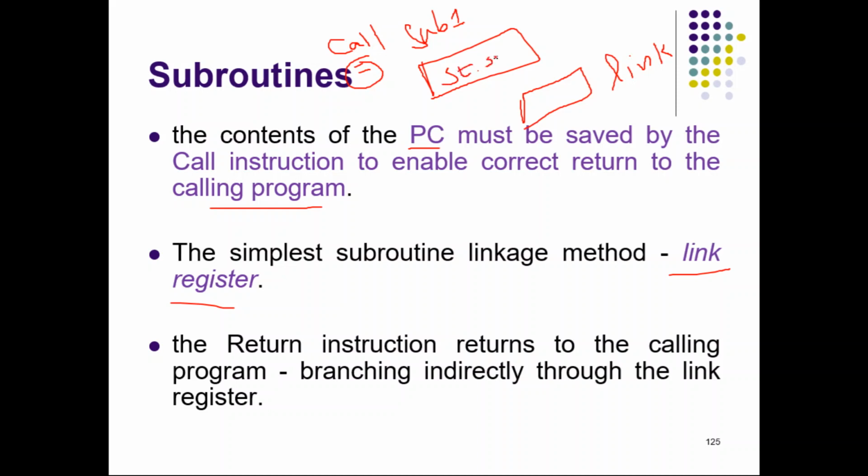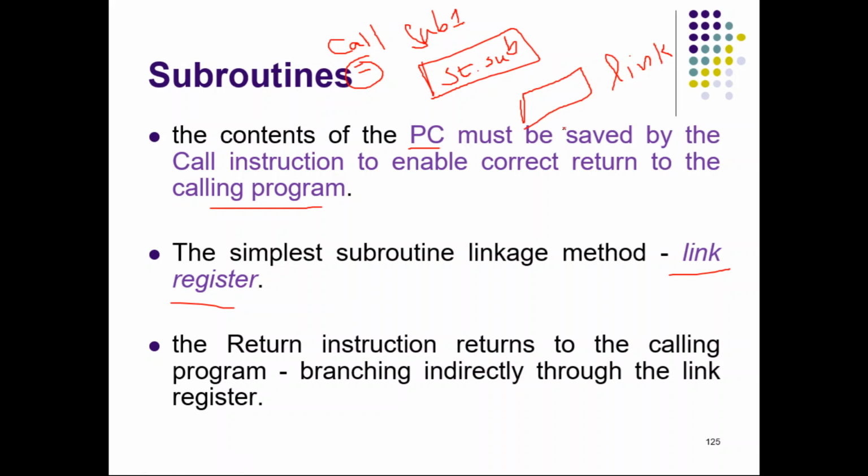Now what happens? The control will go to the subroutine, and it will execute the subroutine. The last statement in the subroutine will be the return statement. When the return statement is executed, then automatically the content of the link register will be popped out, and the control will go back to the statement that follows the call instruction.